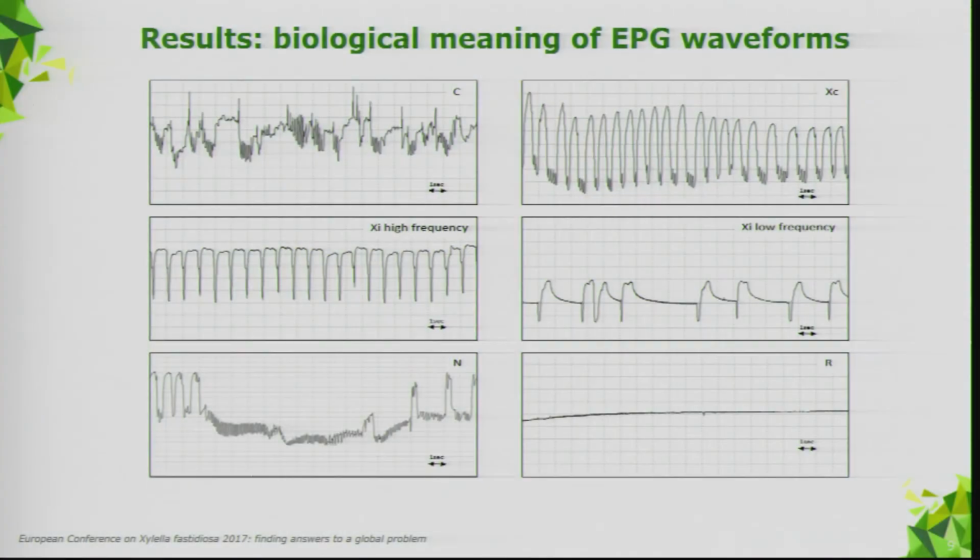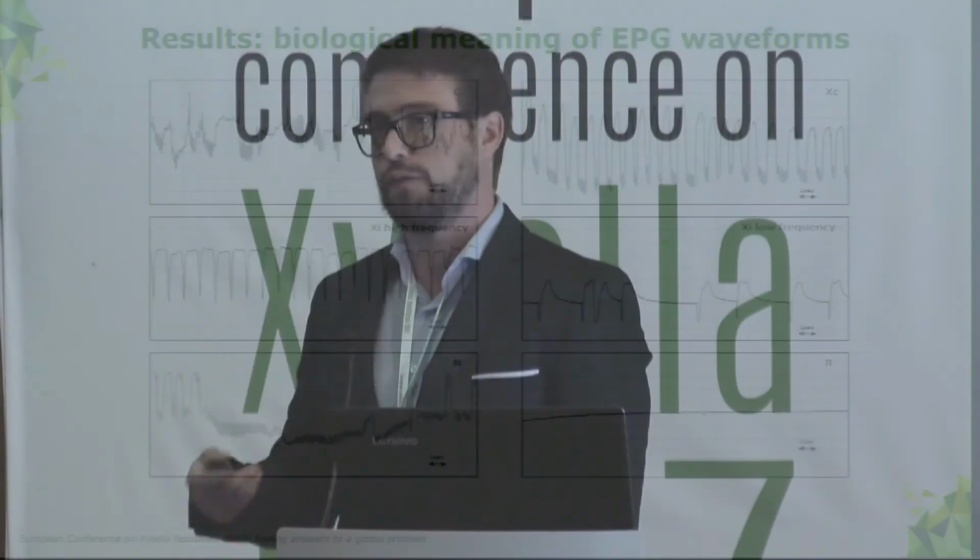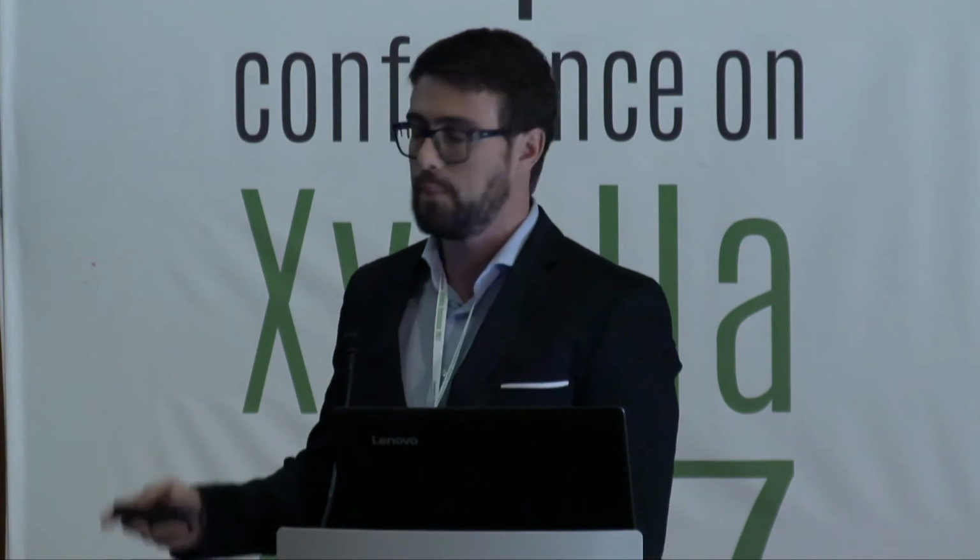So waveform XI, both high frequency or low frequency. But loading the cybarial pump to extract xylem sap requires a lot of energy. So the insects need to rest and alternate periods of sap extraction with periods of resting that are waveform R. Waveform R is basically flat waveforms, that means resting. Then eventually waveform N. Our explanation of waveform N is that it is an interruption during XC or XI, basically the xylem phase, but we need more research efforts to understand exactly what waveform N means biologically.